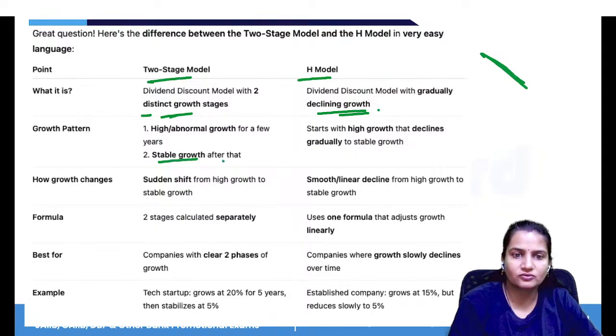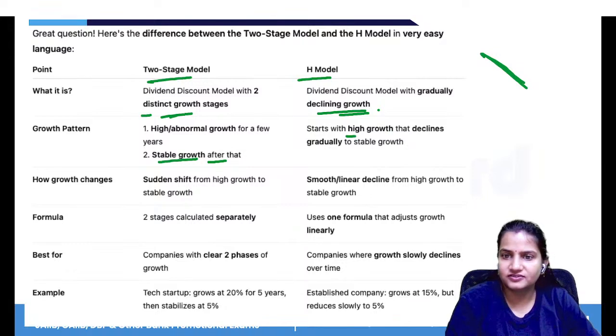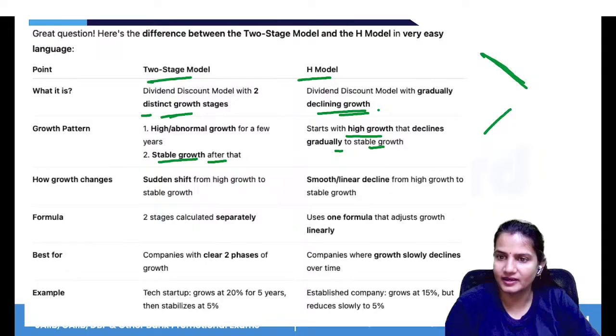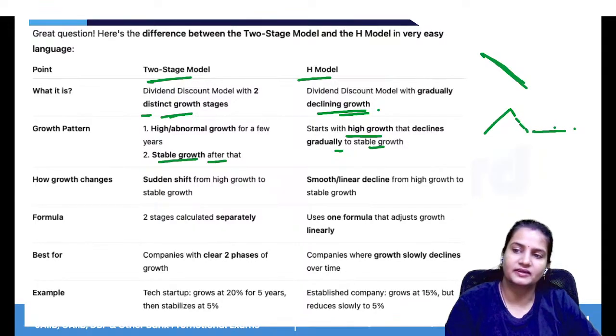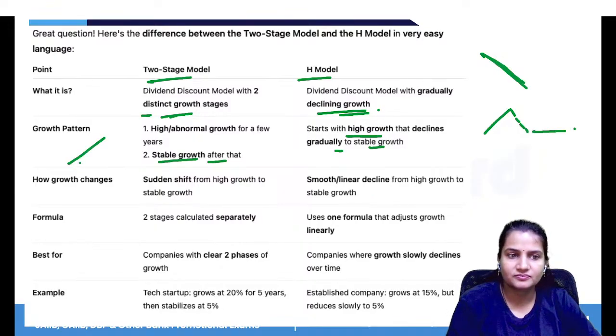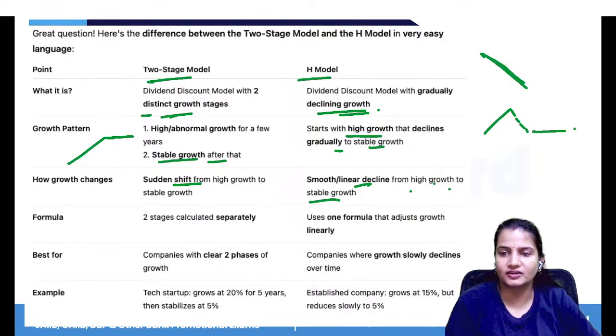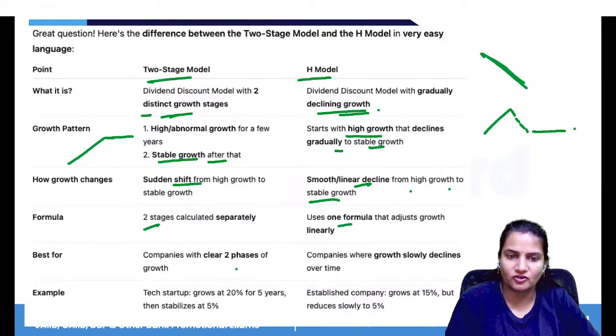In the H model, it starts with high growth, then declines gradually, and then maintains stable growth. This is abnormal growth for a few years, and then stable growth. The shift from high growth to stable growth is not sudden; the decline happens gradually. In the two-stage model, there are two stages.